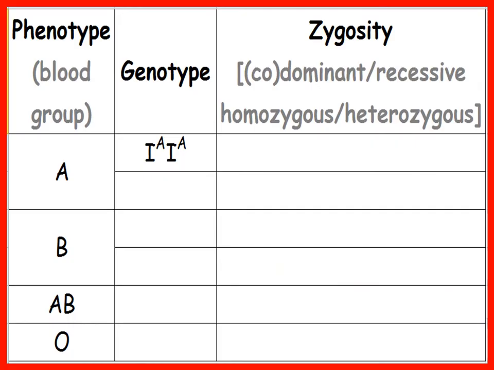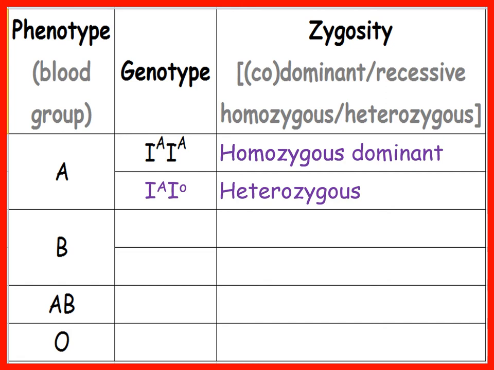So again, you should have learned this in GCSE, where if you've got a phenotype blood group of A, you could have two different genotypes. You could either have IAIA, where both IA alleles are the same, so therefore it is homozygous, but because the IA allele is dominant, it's homozygous dominant. You could also have a genotype of IAIO, and that's because the IA allele or A allele is dominant over the O allele. In this case, the two alleles are different, so it's heterozygous.